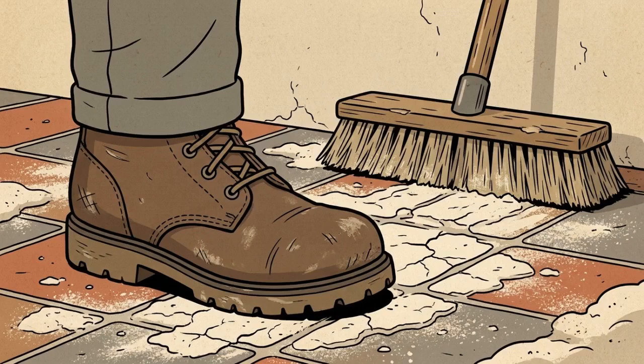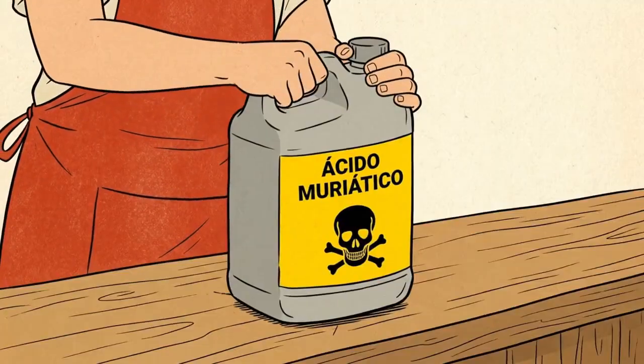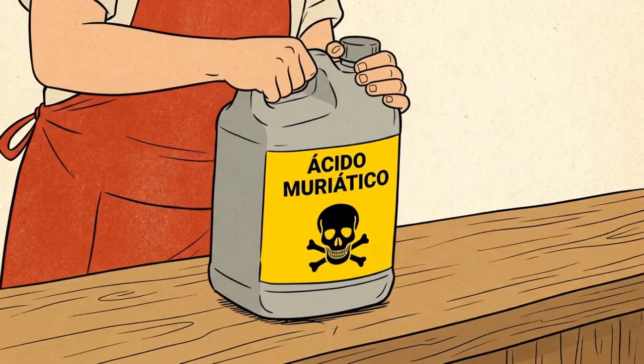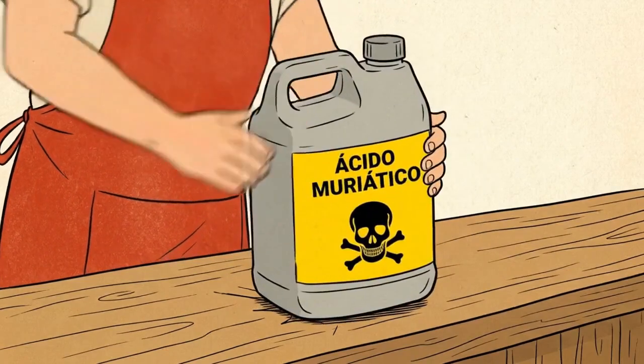Imagine you need to clean up a very dirty floor after a house renovation. You walk into a hardware store and ask the clerk for something strong enough to get the mortar off the tiles. The clerk reaches under the counter and hands you a heavy plastic gallon jug. Right on the front, the label reads Acido Muriático.